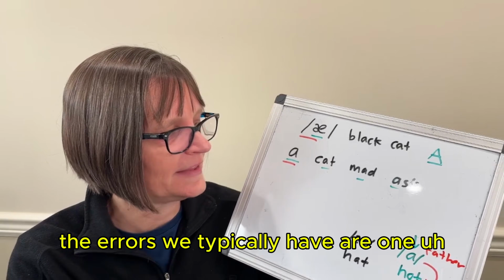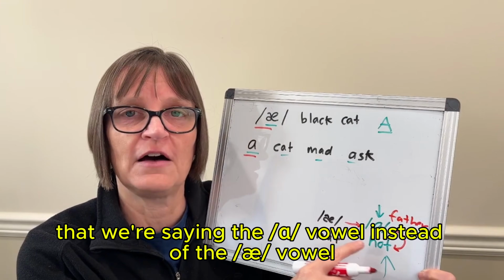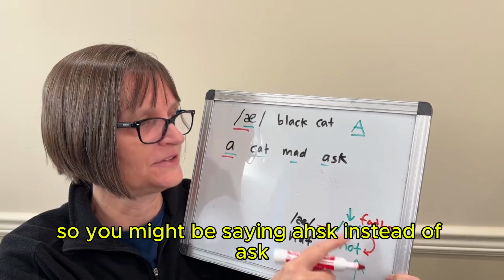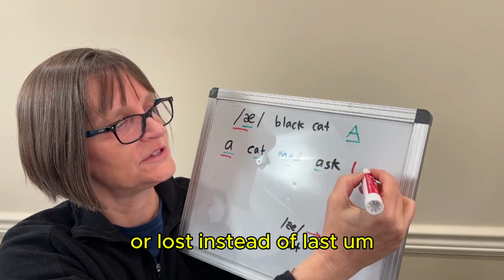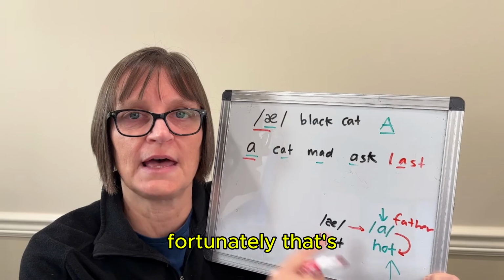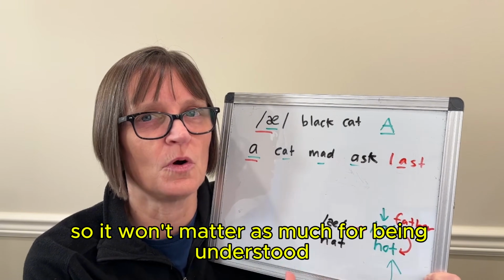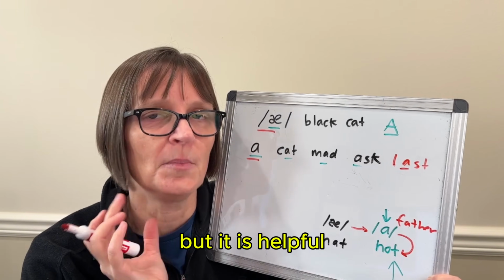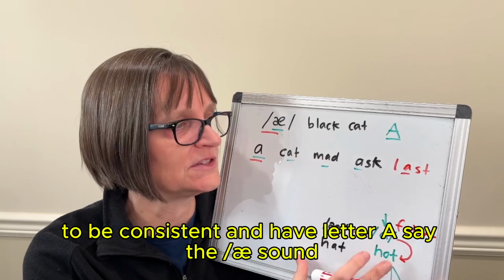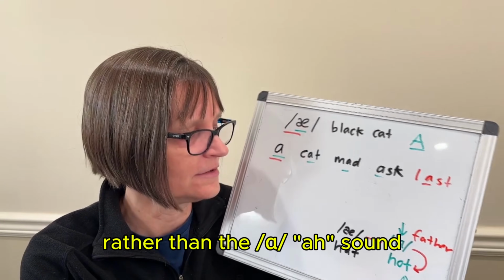The errors we typically have are one, that we're saying the ah vowel instead of the black cat vowel. So you might be saying ask with the wrong vowel, or lost instead of last. Fortunately, that's for some words the way it's pronounced in British English, so it won't matter as much for being understood, but it is helpful if you're trying to use the American pronunciation to be consistent and have letter A say the black cat sound rather than the ah sound.